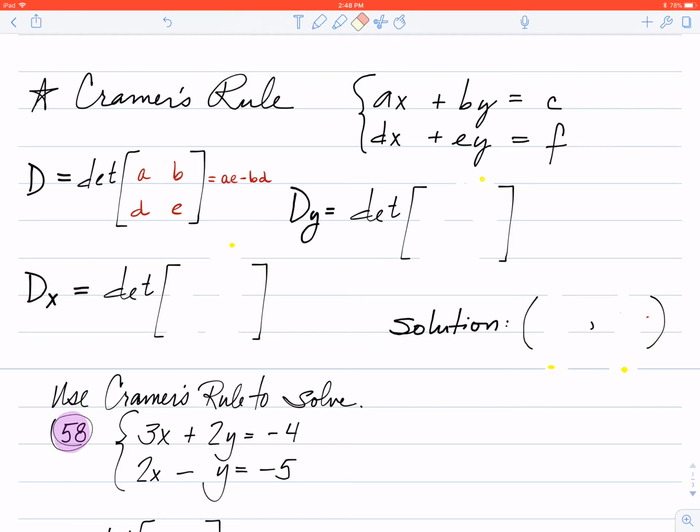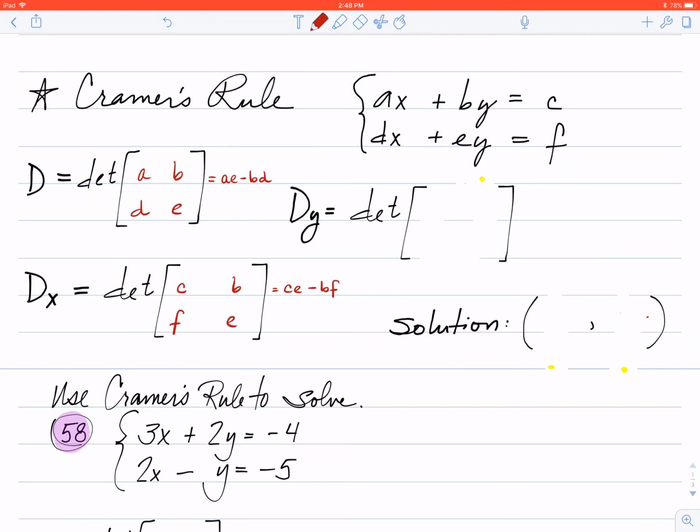If I want to find the determinant sub x, then what I'll do is I'll take out the x coefficients and replace them with the constants. So you'll see that I totally left my y coefficients alone, but my x coefficients were replaced by the constants. So if I'm going to find the determinant here, this will equal C times E minus B times F.